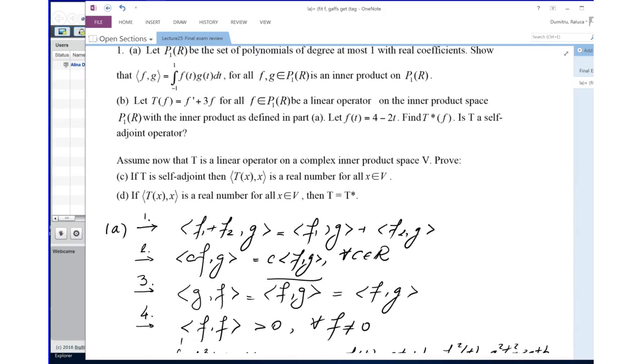All right, so now C and D have nothing to do with the questions above, so they are more theoretical in nature. If T is self-adjoint, then the inner product between T of x and x is a real number for every x in V. How would you do this?